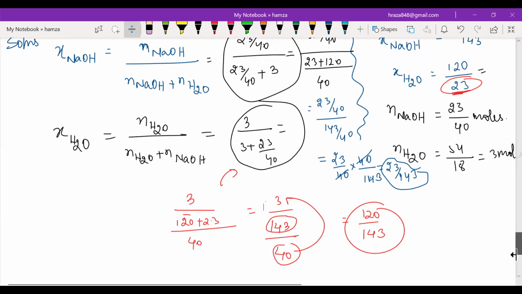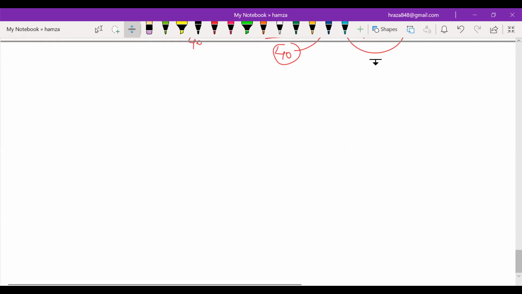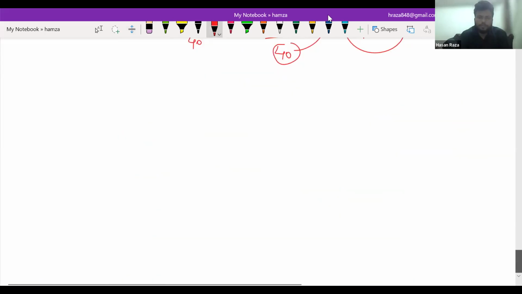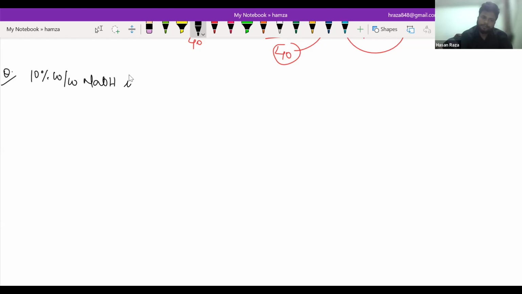Okay. I'm going to give you a very easy question. I already told you that weight by weight percent, weight by volume percent, and volume by volume percent will be used in mole fraction, molarity, and normality. If I'm going to give you 10% weight by weight NaOH in aqueous solution, calculate mole fraction of NaOH.